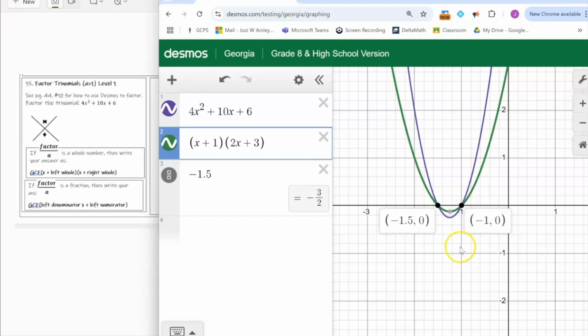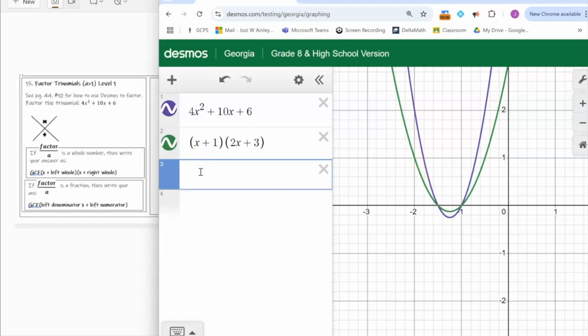But here's the problem. This cannot be the answer. Why, Miss Ainley? Because the graphs just don't match. So we got to make these graphs match. And remember, we talked about if they don't match, it means that there's a GCF. The calculator is going to help you find the GCF. Don't remember how to type it in? At least just type in GCF and then click it.